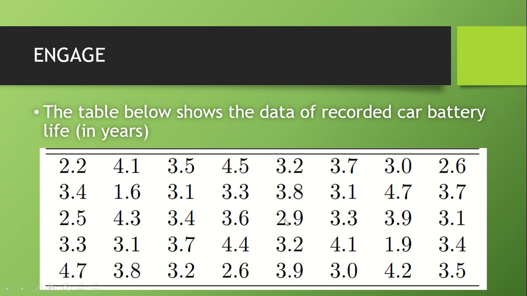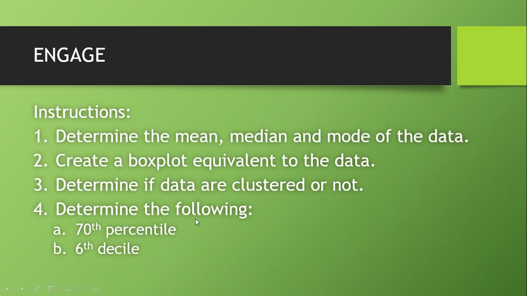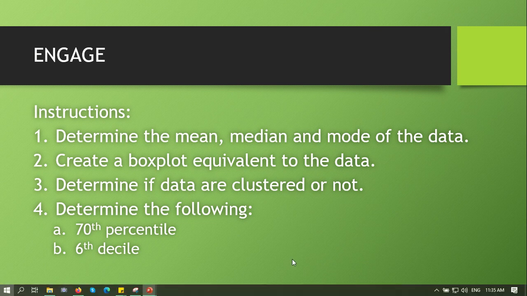Okay, this will be for your engage. Answer this in your module. Based on this data, count the number of data; I think it's still 40. Determine the following: the mean, median, mode, create the box plot, check if the data are clustered or not, and calculate the 70th and 60th percentile. That would be all for our discussion.